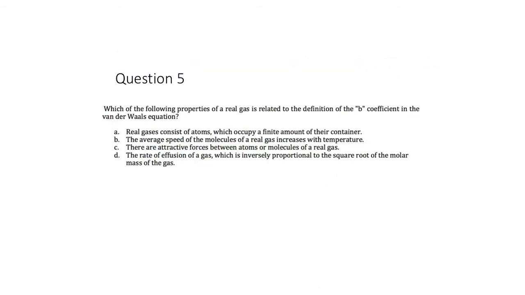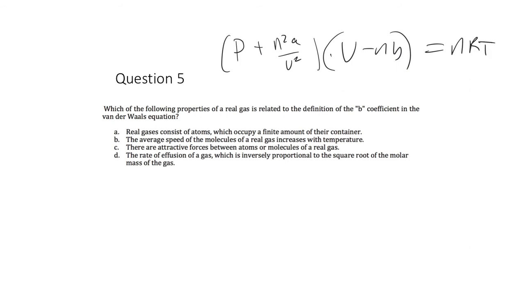Question 5 is asking about the Van der Waals equation. So the Van der Waals equation looks like this. P plus n squared A divided by V squared, not minus. And then times V minus nB is equal to nRT. And so B is all about the size of molecules. So this is the molecular size of the gas particles. Then the A is directly proportional to the strengths of intermolecular forces of attraction.